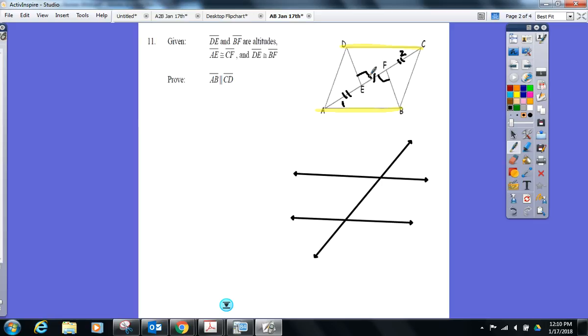Reflexive EF. All right, so I have a pair of angles, a pair of sides now, and where do the other parts come from? Well, I already was told DE is congruent to BF, so you have side angle side after you do your addition substitution. And then you could say CPCTC, these angles are congruent, and then the lines are parallel because congruent alternate interior angles imply parallel lines.